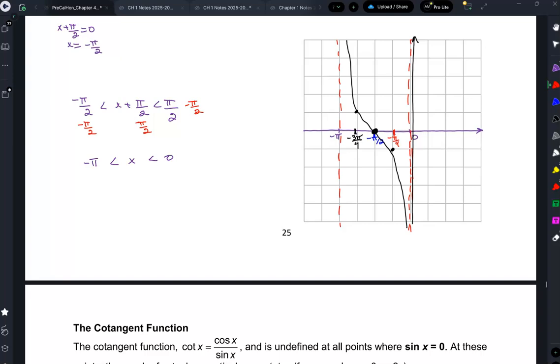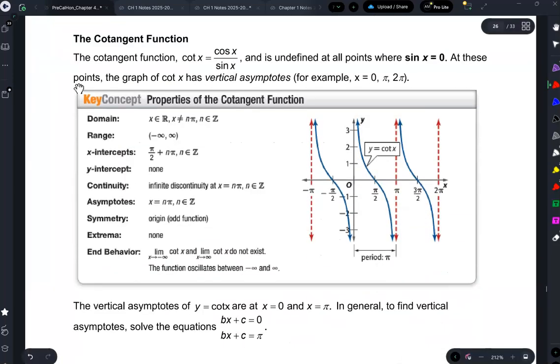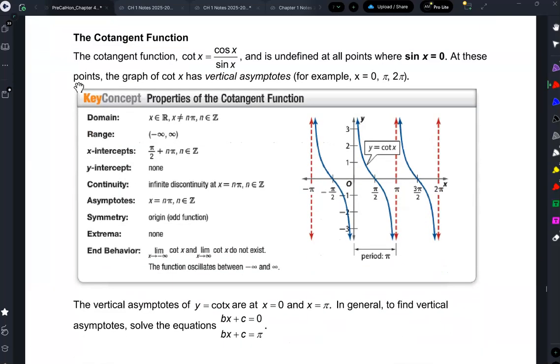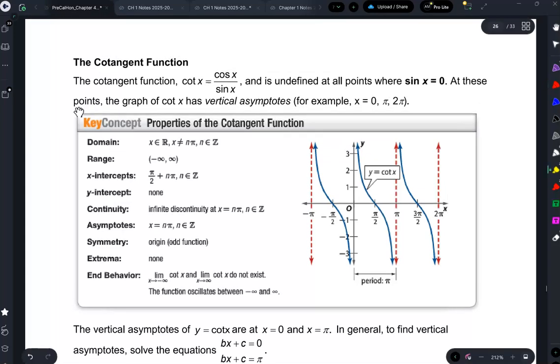Ready for cotangent? Cotangent. Okay, so cotangent. Cotangent, remember, is cosine over sine. So cotangent is undefined when sine is 0. And where is sine 0? At 0, pi, 2 pi, negative 2 pi, and so on. That's where the cotangent has vertical asymptotes.